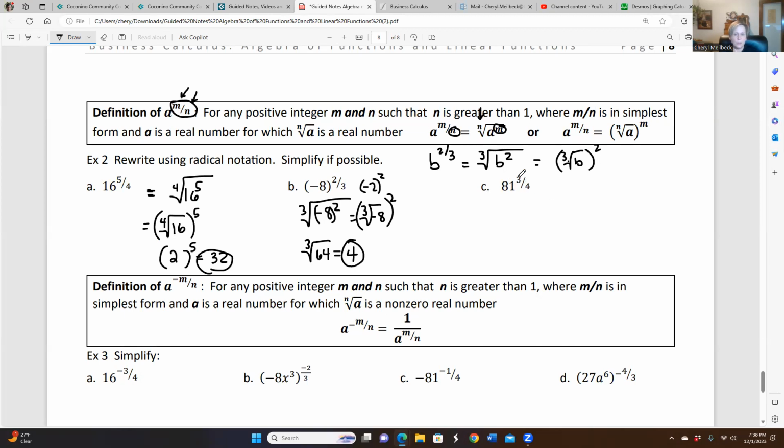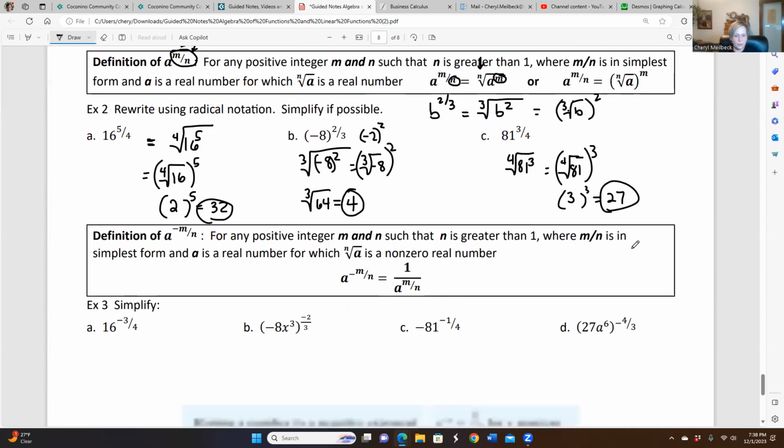Here we have 81 to the 3/4. Go ahead, do it, and let's check it together. Pause the video, and we'll do it together. Here you'll see we get the 4th root of 81 cubed. I don't want to do it that way, that's too hard. 4th root of 81, if I do it that way, and then I cube it, 4th root of 81 is 3, and 3 cubed is 27. We are brilliant. All right, let's keep rolling.